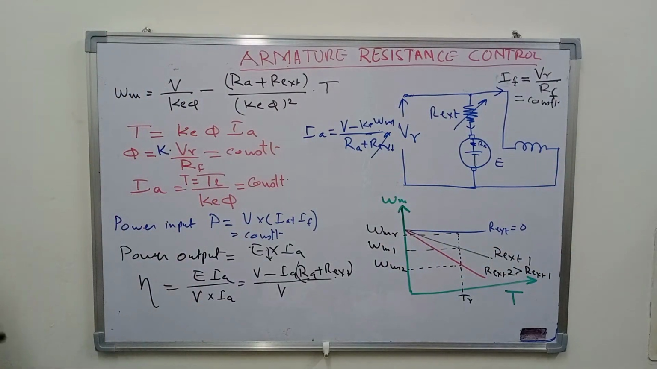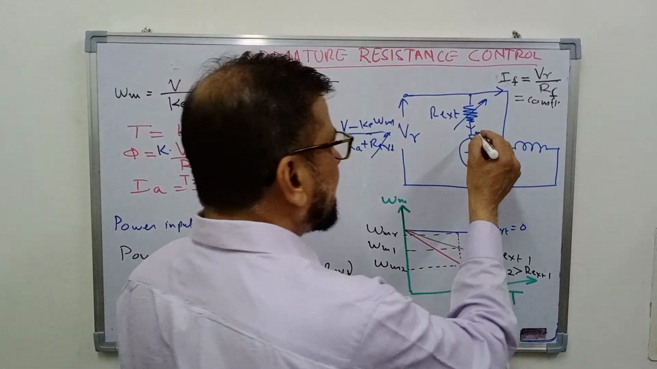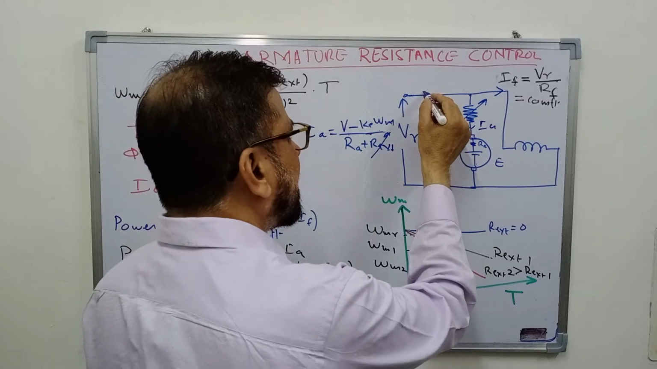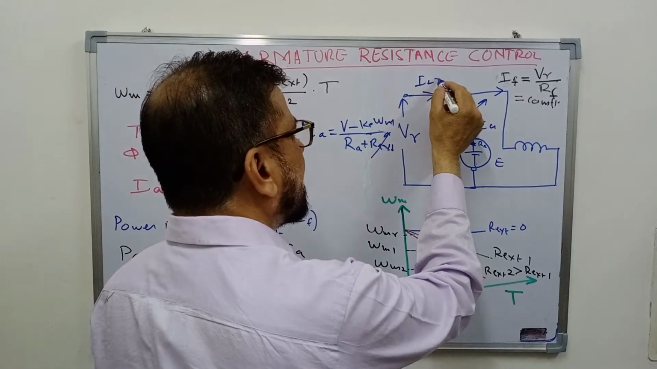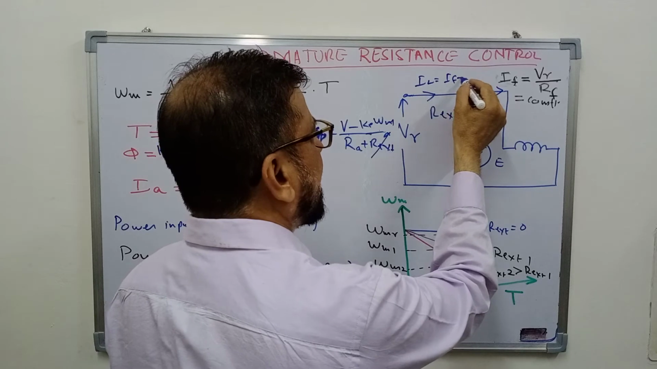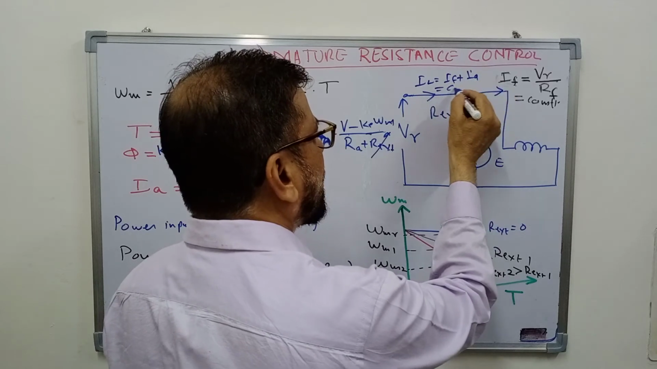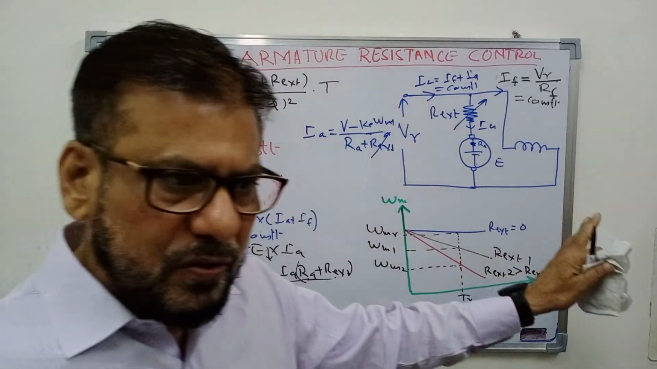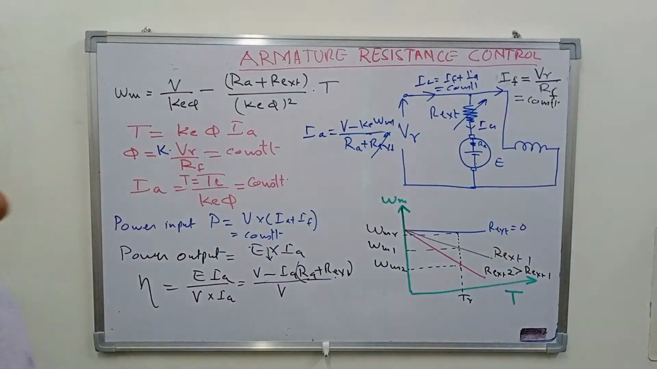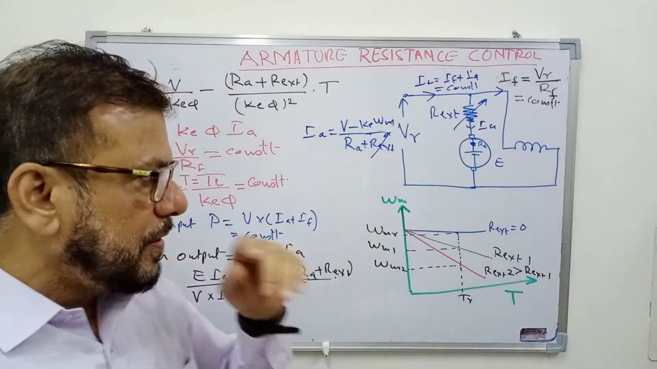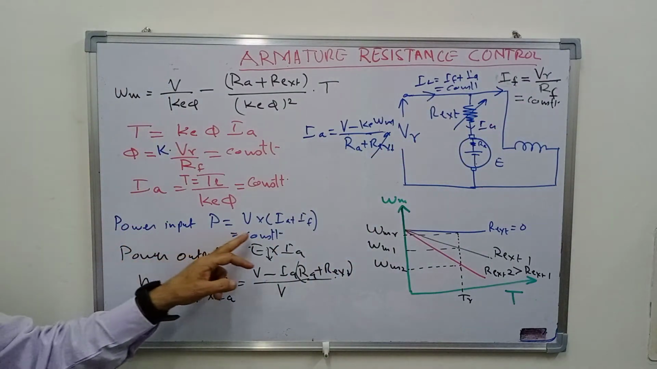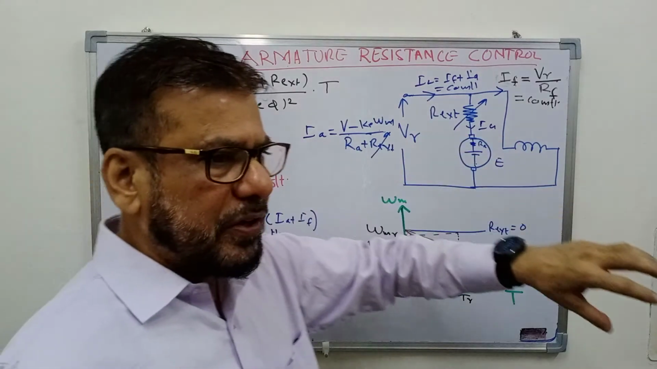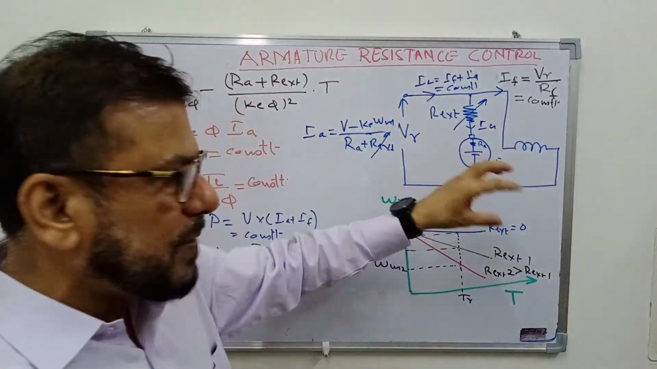So Ia is also constant. So this means that this Ia is constant, this If is constant. This means that the current drawn by the motor, the line current, which is equal to If plus Ia, will also be a constant. This means that the power drawn from the source will remain constant. It is not changing by changing the external resistance. So this power input is constant. What about the power output? That is the mechanical power that is produced by this motor.